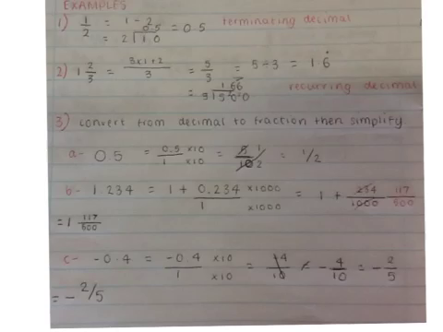And this last example here is basically converting a negative decimal into a fraction. It's the same as converting a positive decimal, but the only difference is because that's a negative decimal there, your final answer would have a negative.